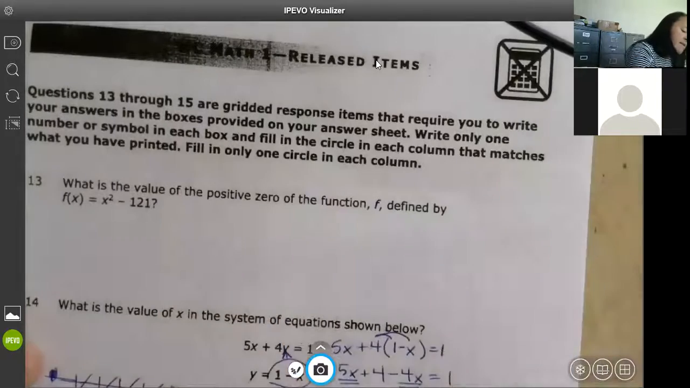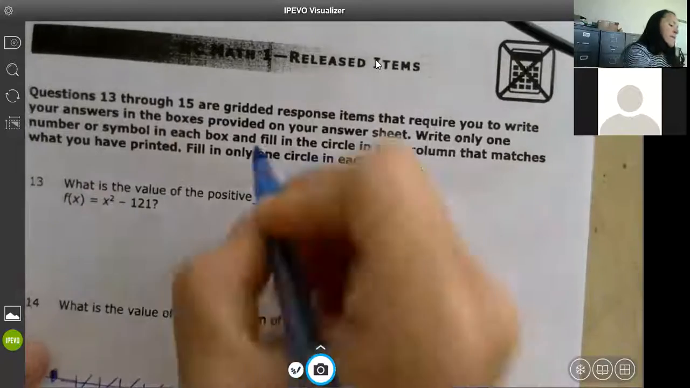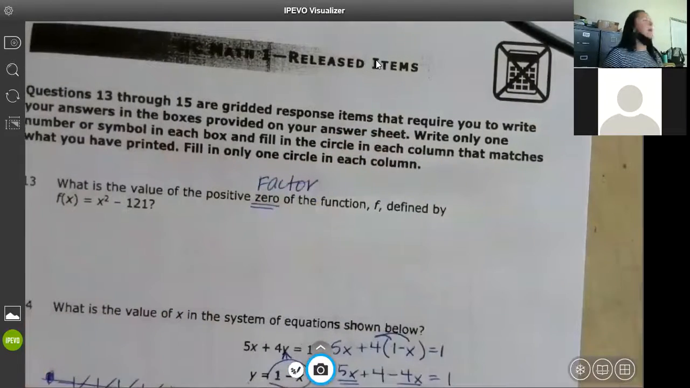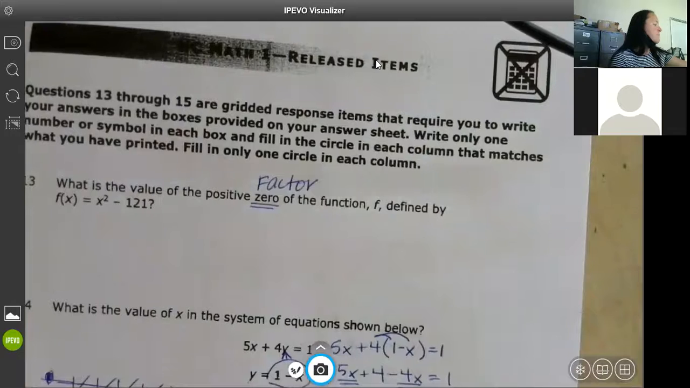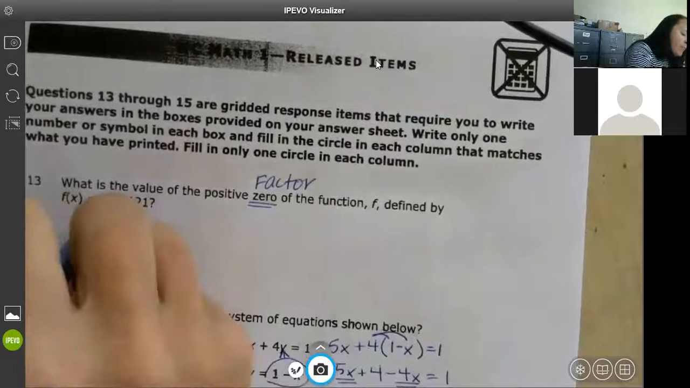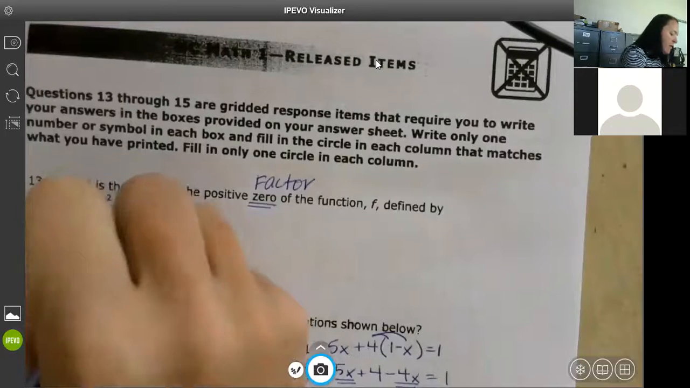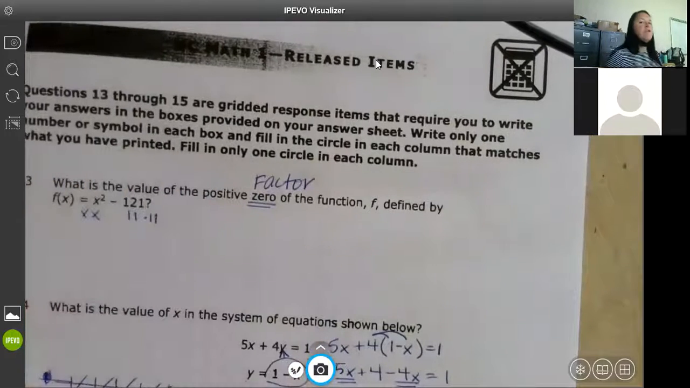Anytime you see a 0, that means you're going to factor. Okay, and we know how to factor. Remember, our first step to factoring is GCF. We're going to try to break it down. So we get x and x. Anybody know any factors of 121? Oh, 11. Close. It's not 11 and 10. It is 11 and 11. Oh. What do you notice?